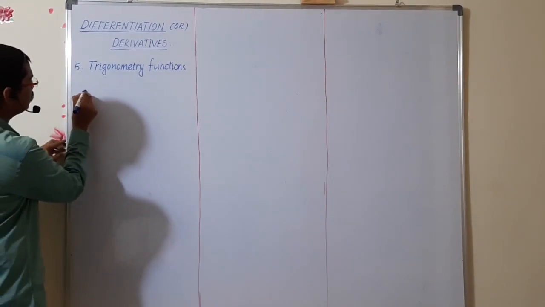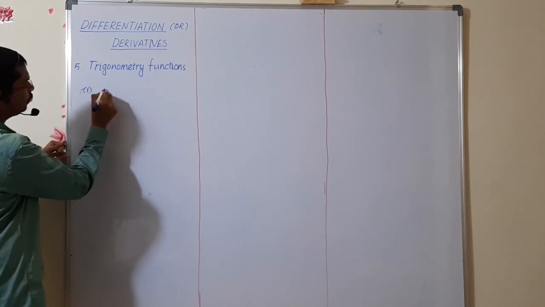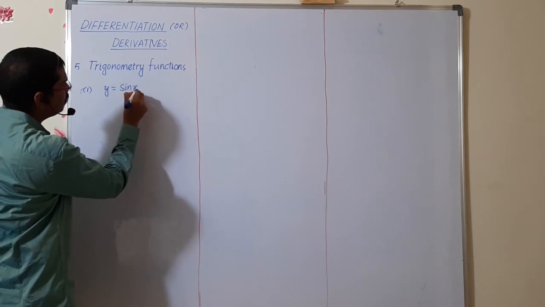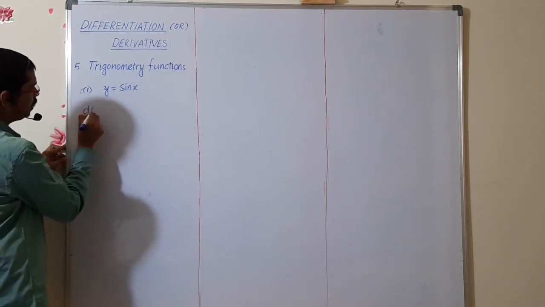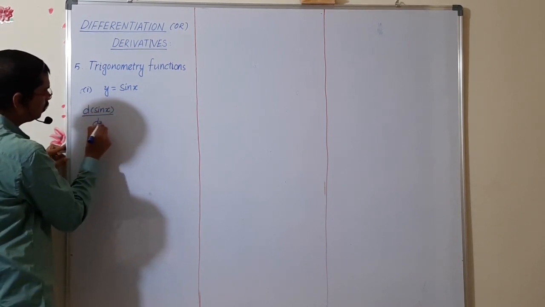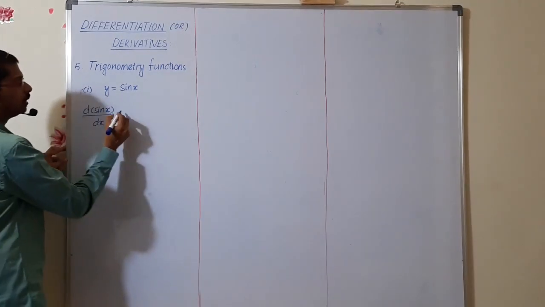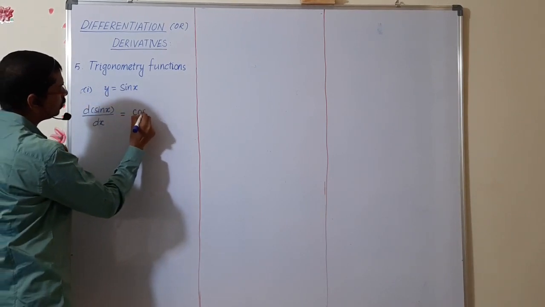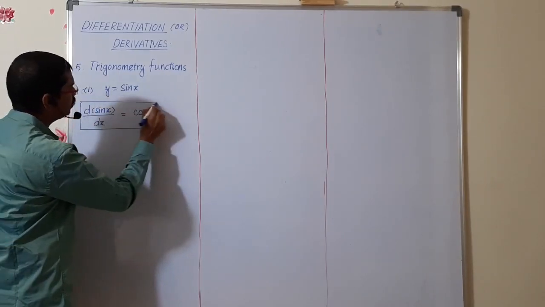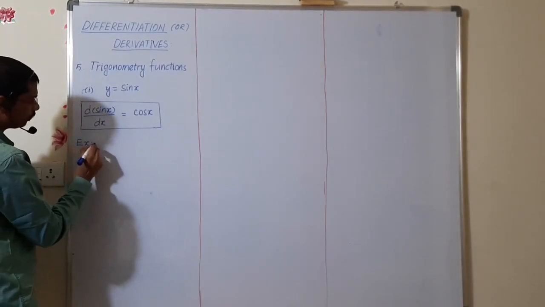The first one I am taking, A, I am writing 1: y equals sin x. Now d sin x upon dx, because y is a function of x, that's why we can take d/dx. It is cos x. Differentiation of sin x is cos x. Now we will solve one example.